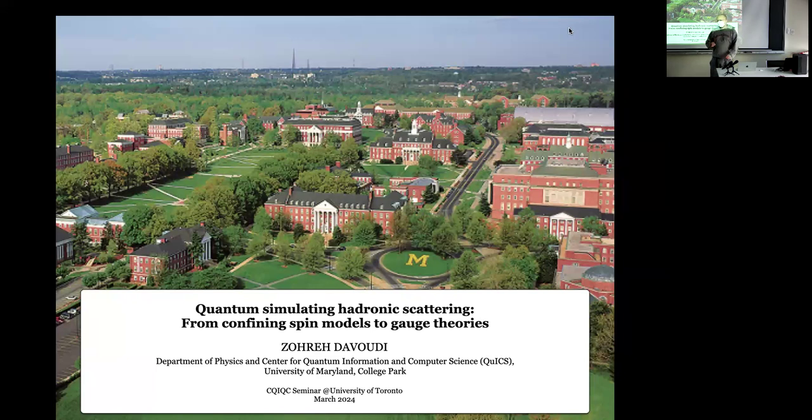Working at the intersection between nuclear theory and quantum information theory. And she really has been, I think, leading the charge to understanding how exactly we would do things such as simulate lattice quantum field theories on quantum computers. And today, Zohreh's going to be telling us about quantum simulation.